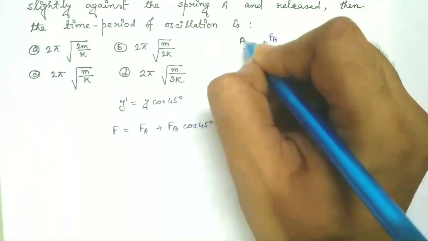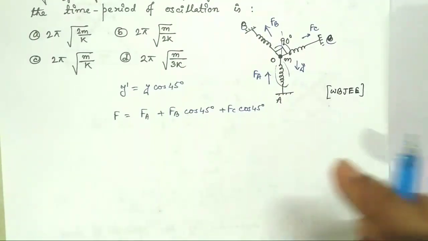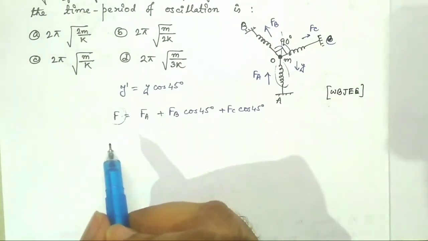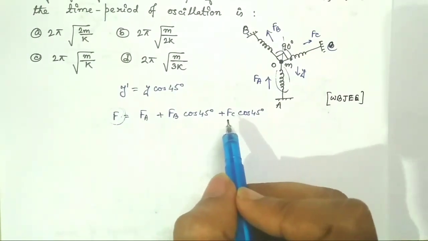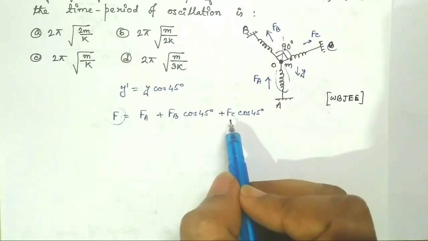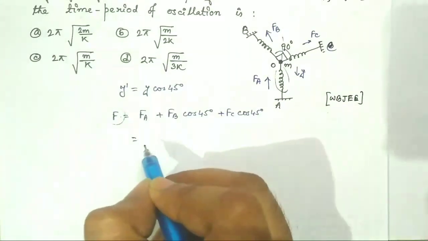Actually, this will be B and this will be C. So, this is the total restoring force. This is equal to Fa plus Fb cos 45 degree plus Fc cos 45 degree. Now, solve it.